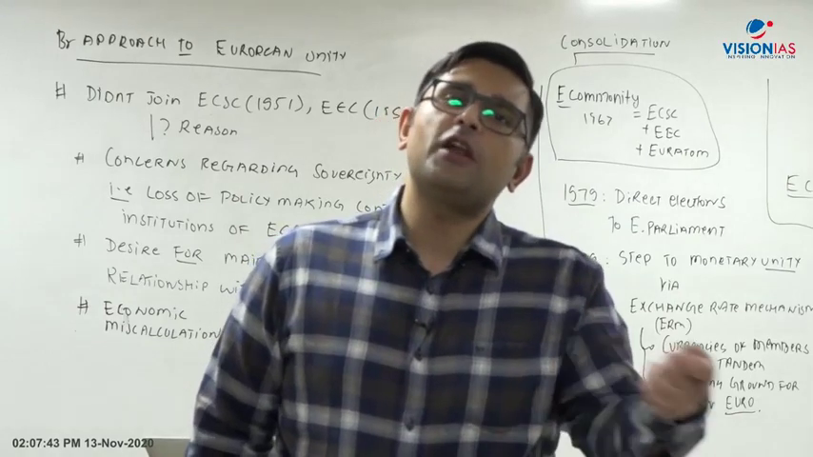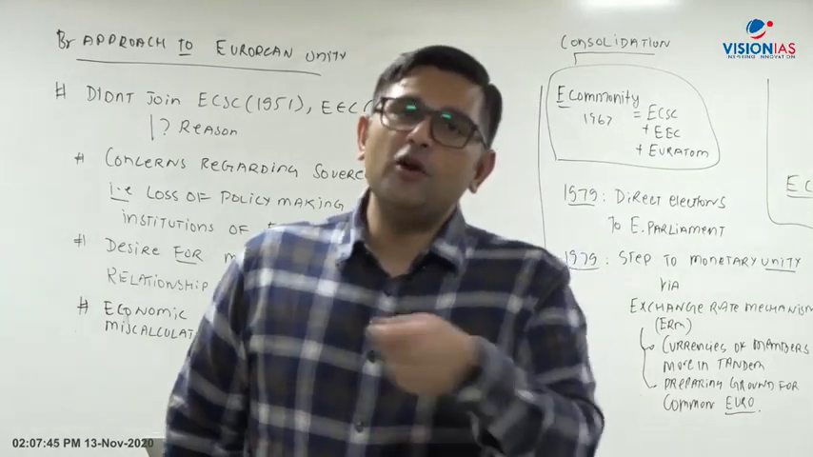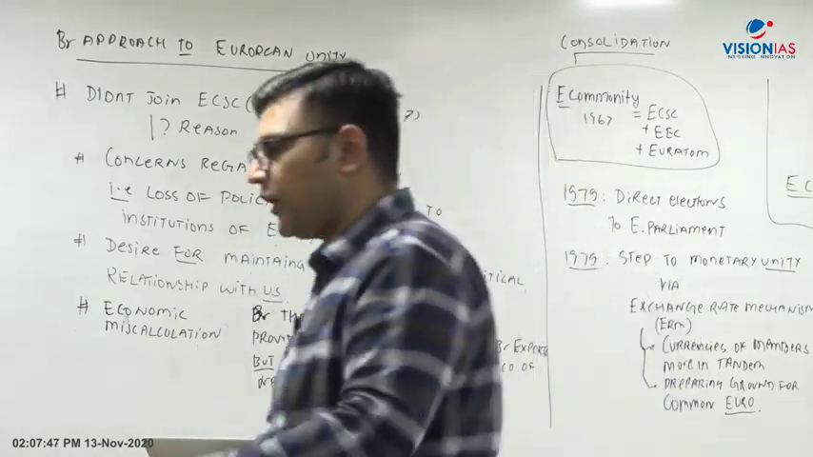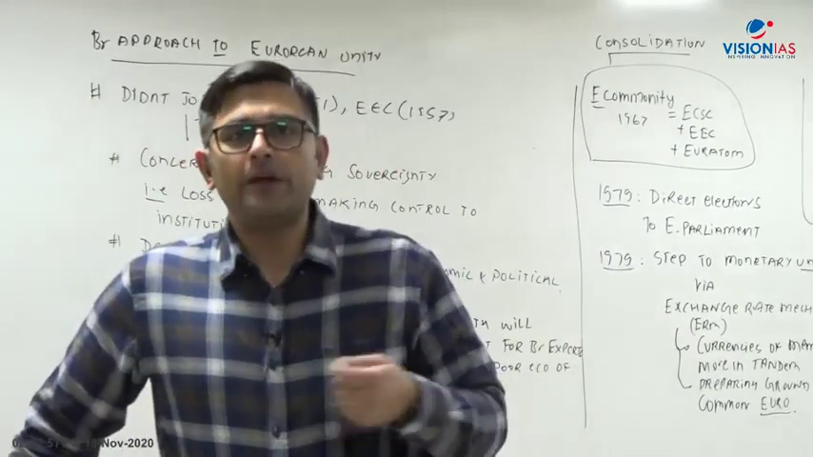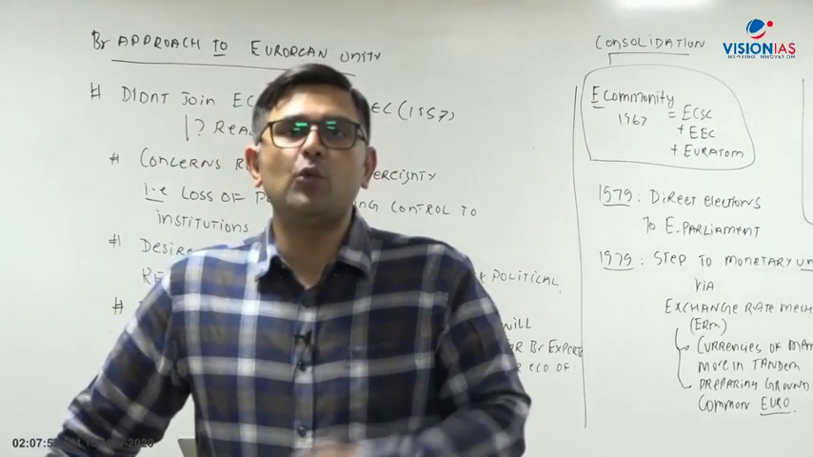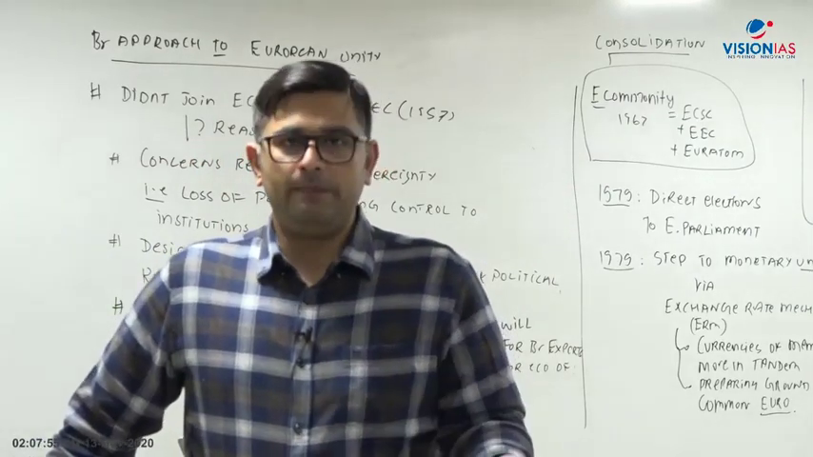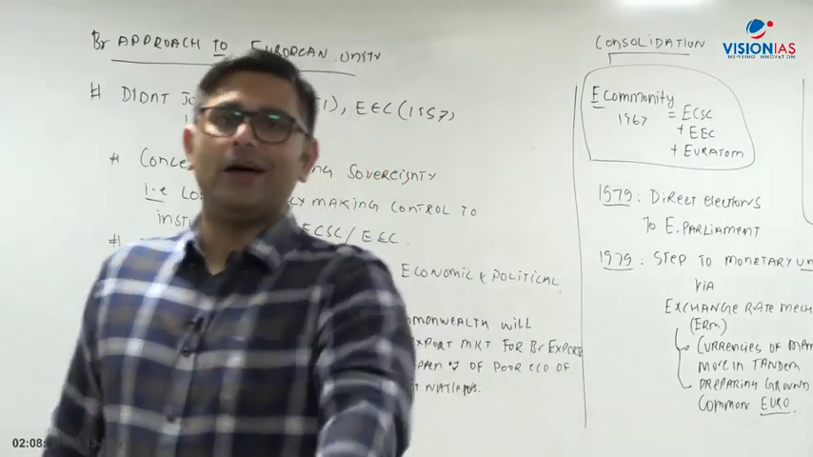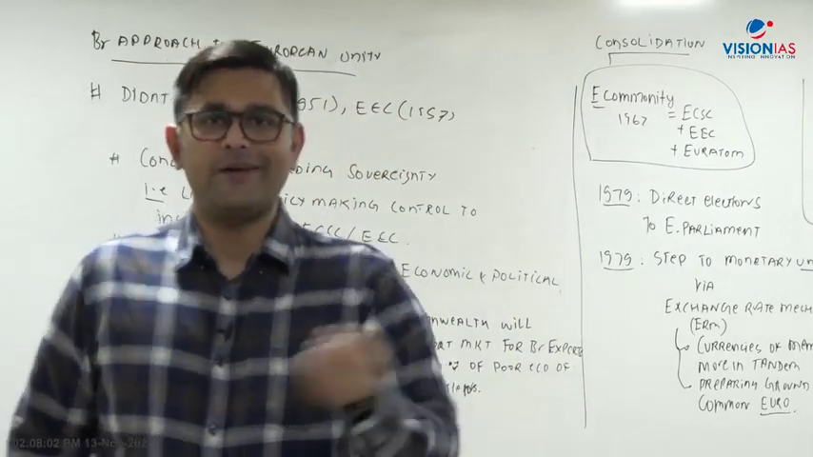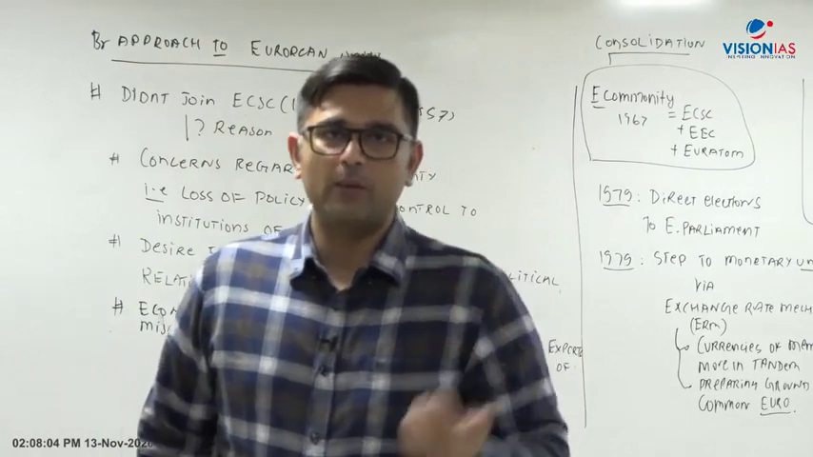Why did the French not allow the Britishers to enter? The French did not allow the Britishers to enter because they thought that entry of Britain into the European Economic Community will bring the US influence in the affairs of Europe. US through Britain will try to further its agenda, economic agenda, political agenda, etc. Point number one.